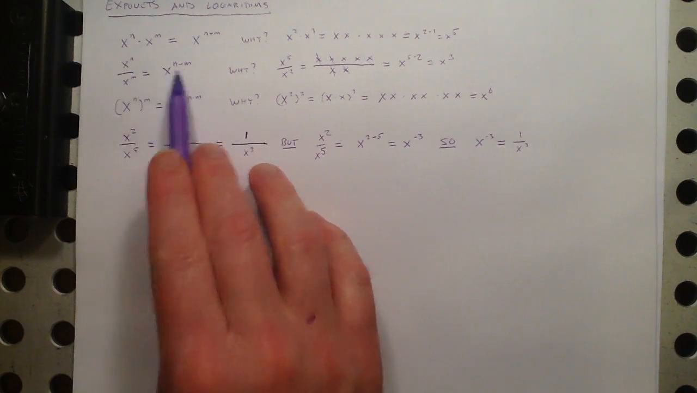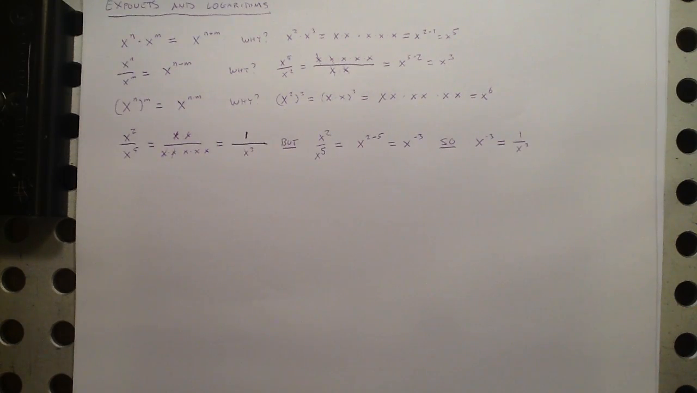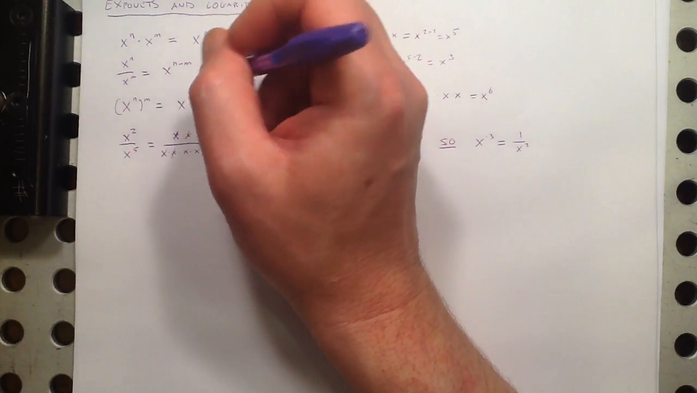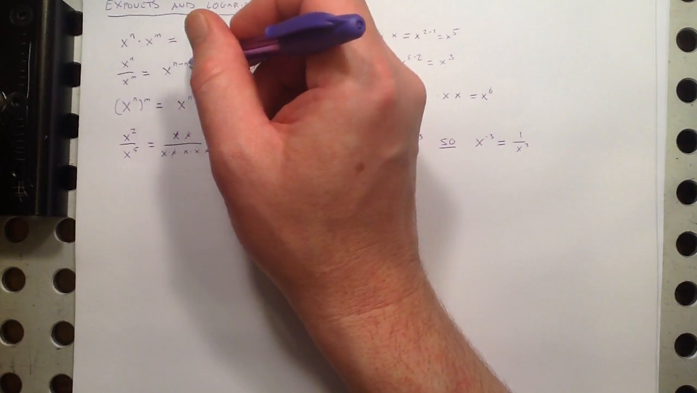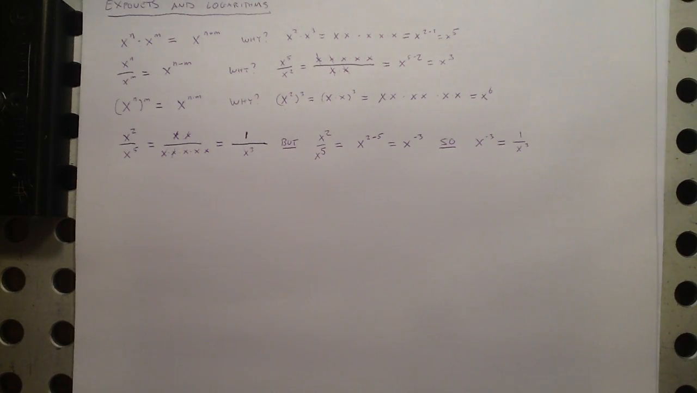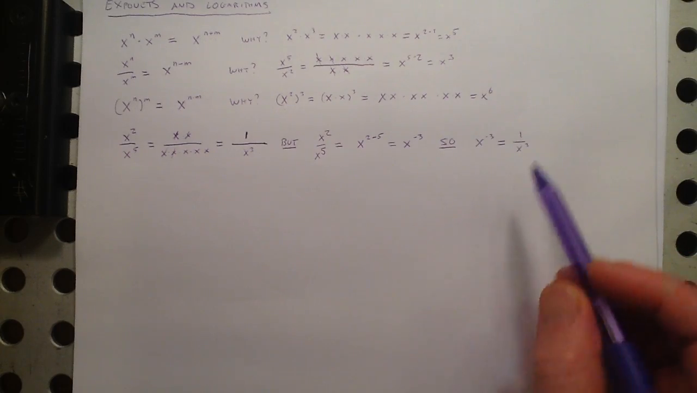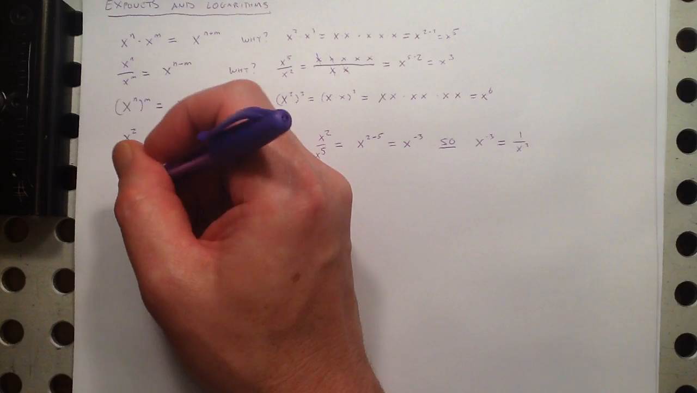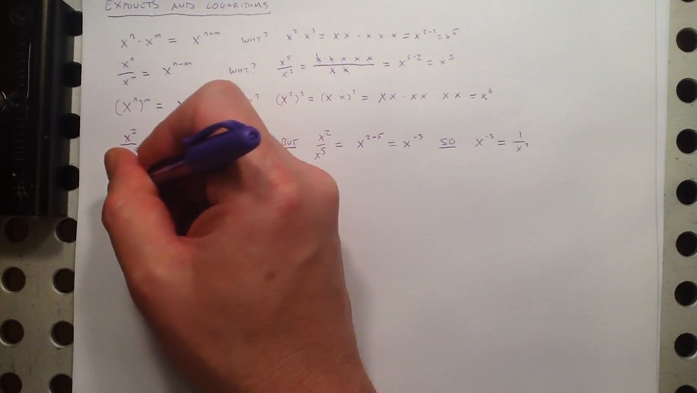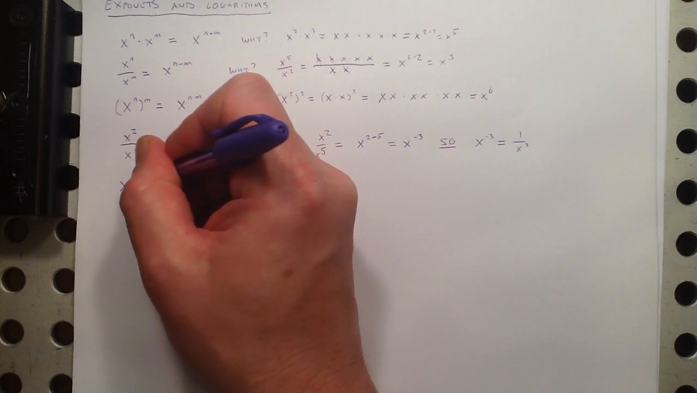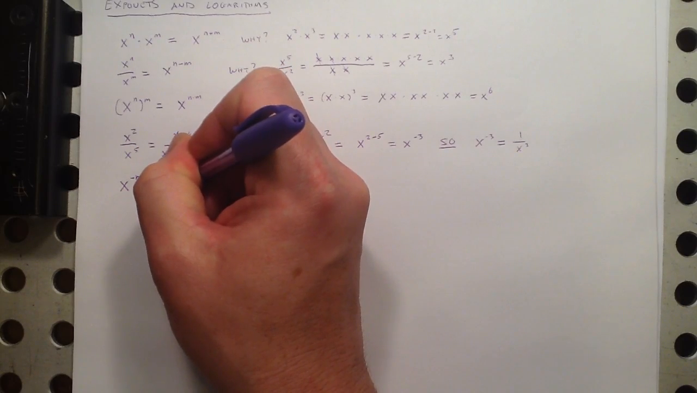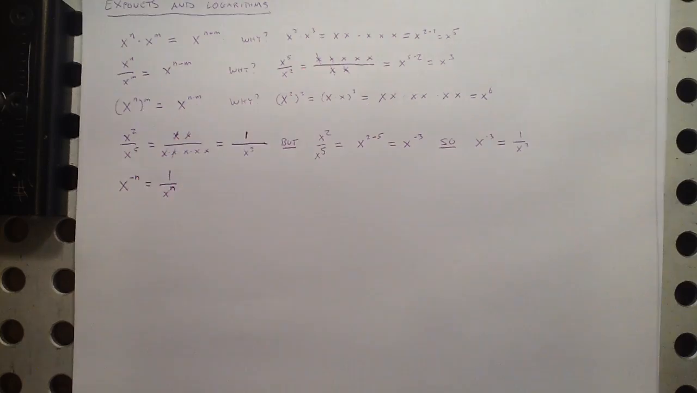If we would like this rule to work all the time, and we certainly would, we don't want to have a little asterisk next to this rule and say, oh yeah, this is the rule, but it only works when n's bigger than m. We'd like it to work all the time. So if it's going to work all the time, then this must be true. So in general, that means that x to the minus n power means the same thing as 1 over x to the n. That's what it means. It has to mean that.